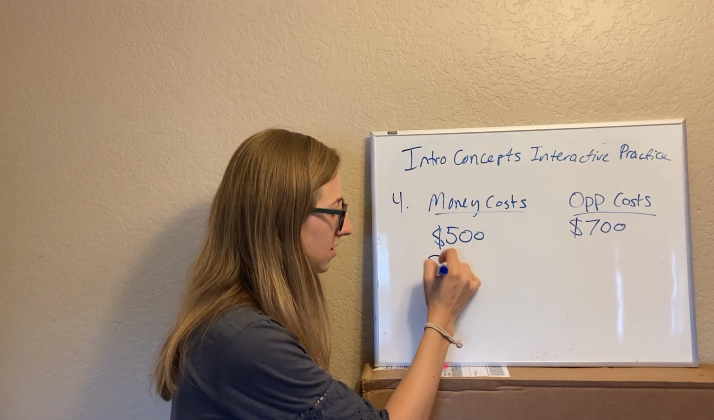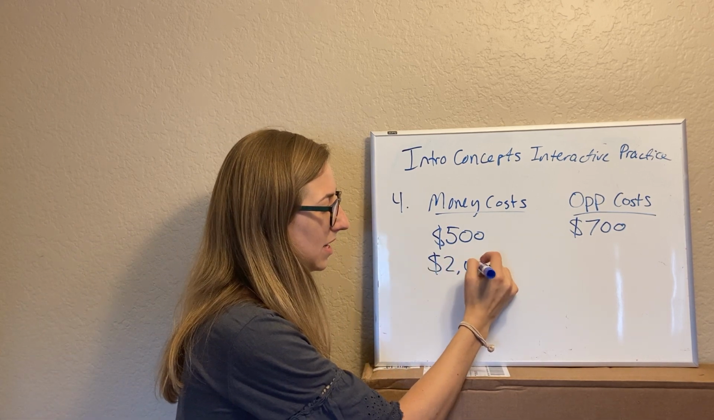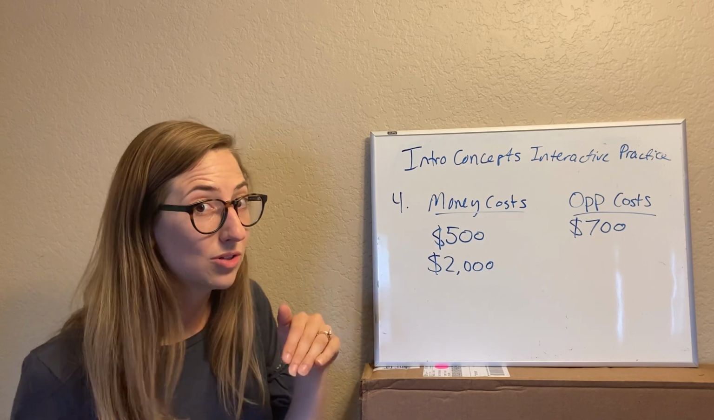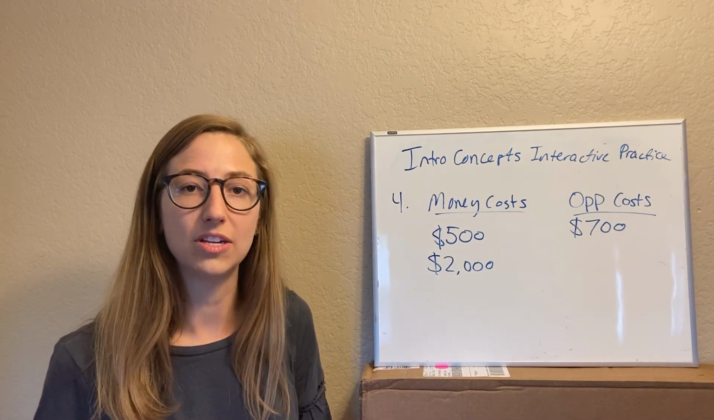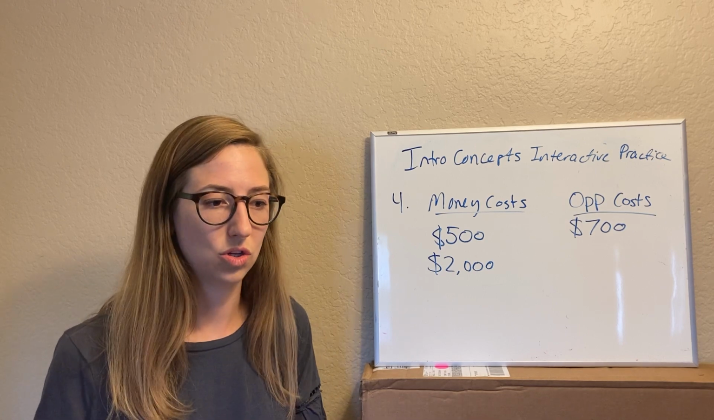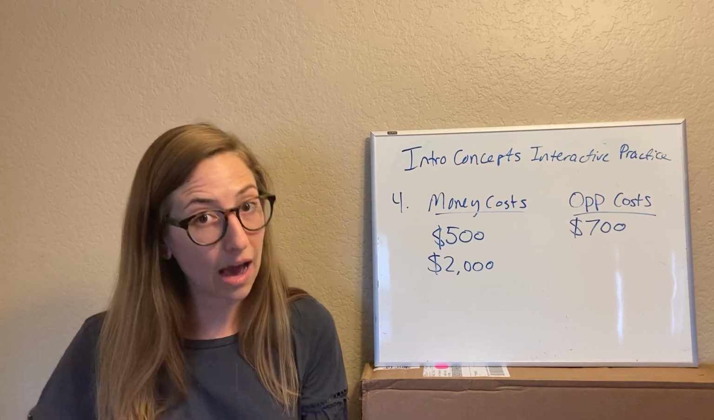It is also a money cost. Okay, she spends this money, right? The money has an opportunity cost. She could have used it for something else, but this is a money cost. If it described that she would have spent the $2,000 on something else, then that would be the opportunity cost.